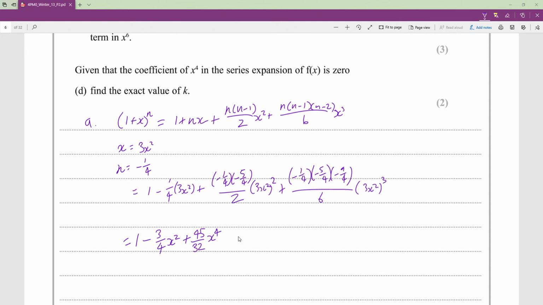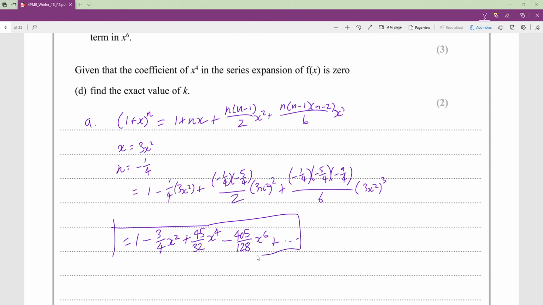And finally, this abomination here, so 3 cubed, that's going to be 27 times, and then finally the fractions on top, so minus 1 over 4 times minus 5 over 4 times minus 9 over 4, and then times 1 over 6 for that 6 in the denominator, which gives us 405 over 128. Good lord, these are ugly fractions to work with, but it is okay. And then plus dot dot dot as the obligatory measure to indicate that this is an infinite series.